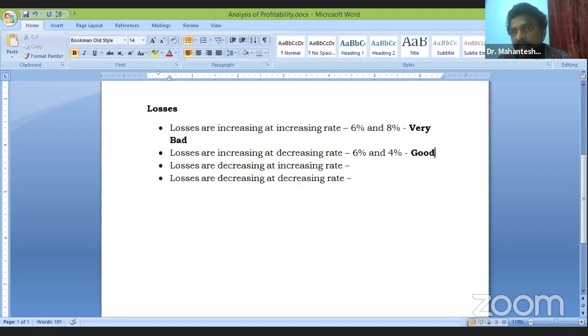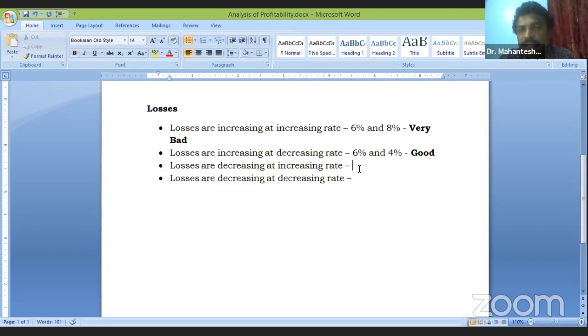Next year it will be 2%, the year after that the loss increase will be 0, no profit no loss. The year after that there will be 2% positive profit, the year after that 4% positive profit. This is what is the anticipation. This is what we mean by trend analysis. Okay, so losses are increasing at a decreasing rate, and now it is a good performance of the company, we can say.